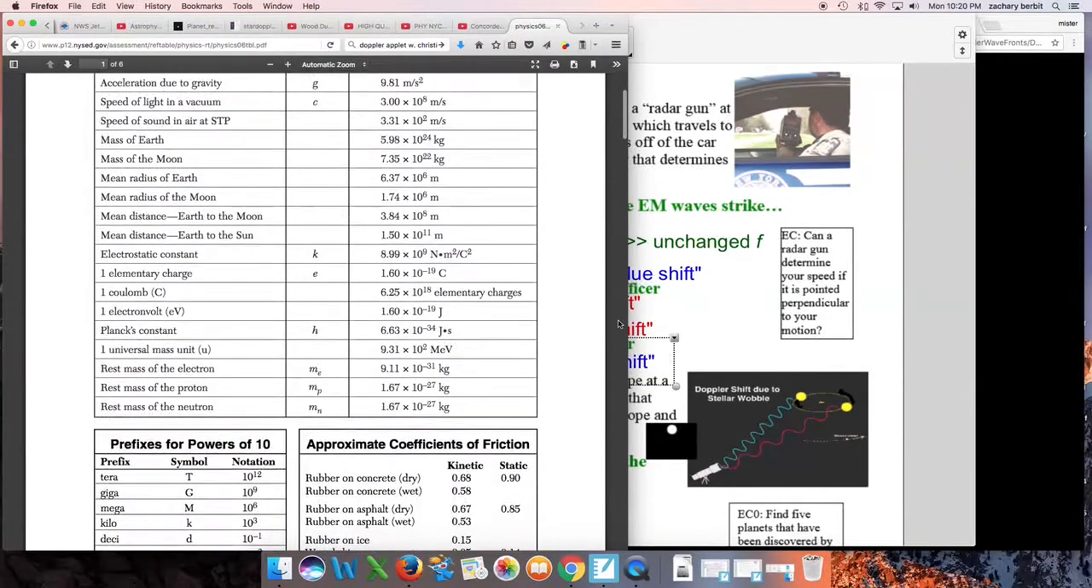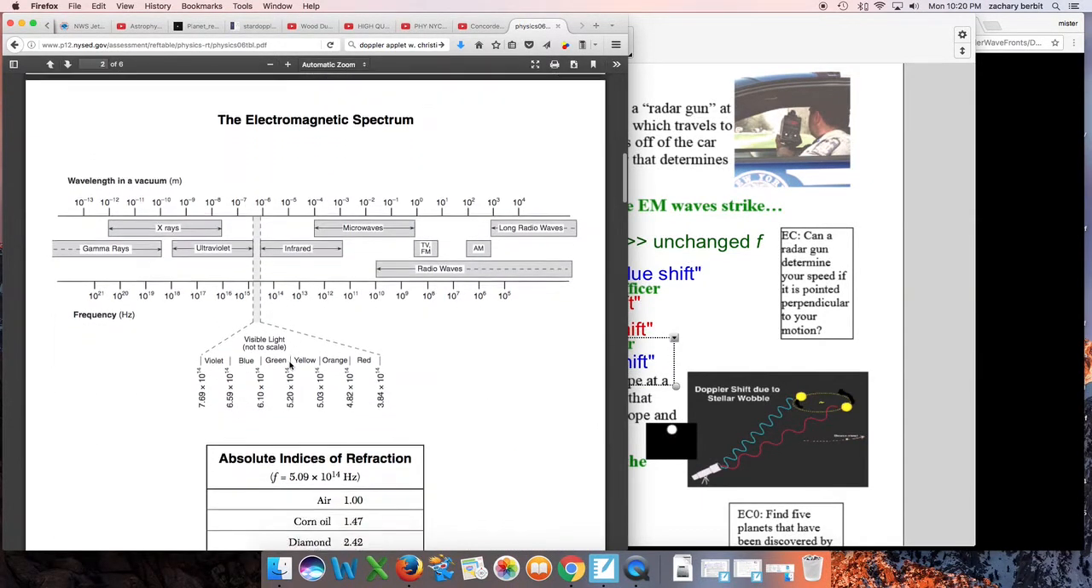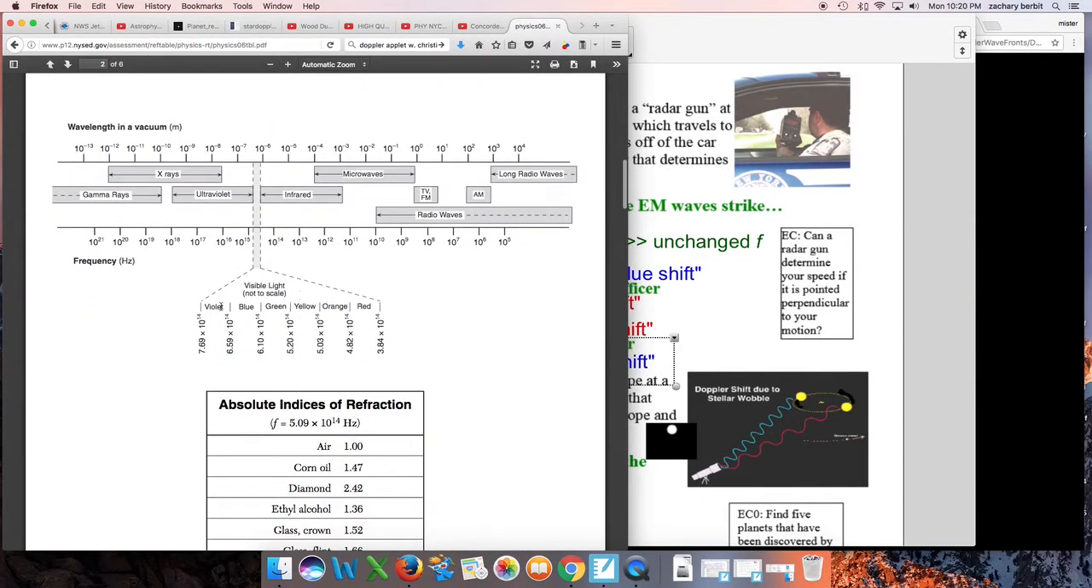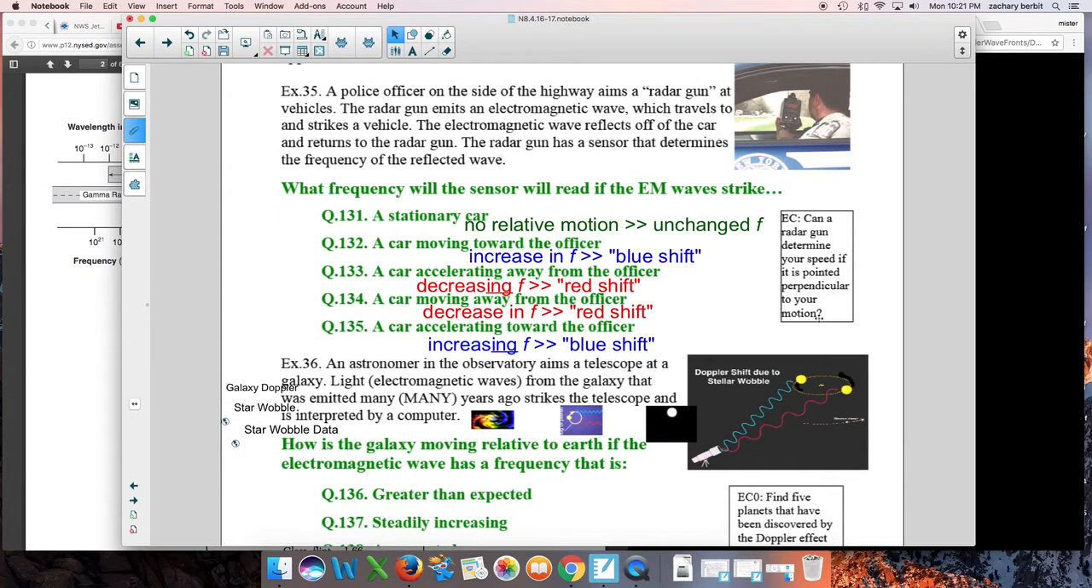And so, we'll come back to that in a moment, but here on PRT2, among the visible lights, yes, violet is the highest frequency of all, but for whatever reason, maybe the one syllable, this is called a blue shift. That's the higher frequency. Red shift, you can see the numbers, is lower frequency. Of course, with that red shift, lower frequency goes with a bigger wavelength, higher frequency goes with a smaller wavelength. Here's a nice extra credit. Can a radar gun determine your speed if it is pointed perpendicular to your motion?